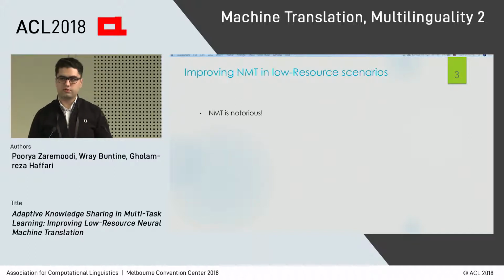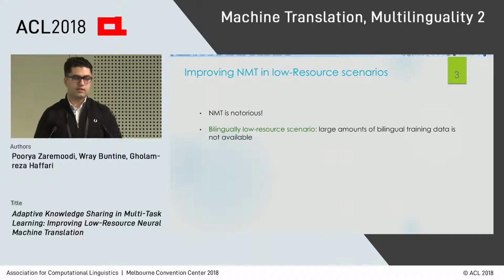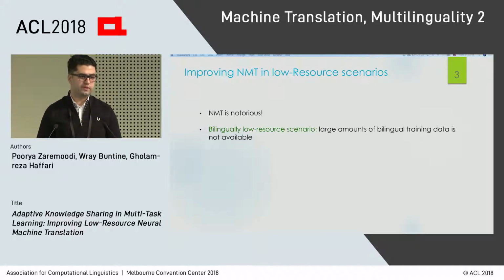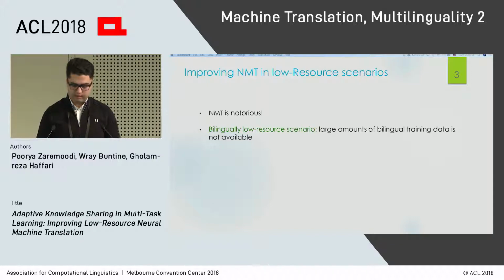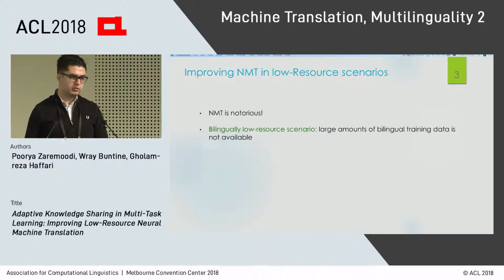As you may know, neural machine translation is notorious for its need for a large amount of bilingual data to train a model with a reasonable translation quality. This is particularly inconvenient for some language pairs for which we don't have enough parallel training text. Now the question is, how can we compensate for the lack of bilingual data?